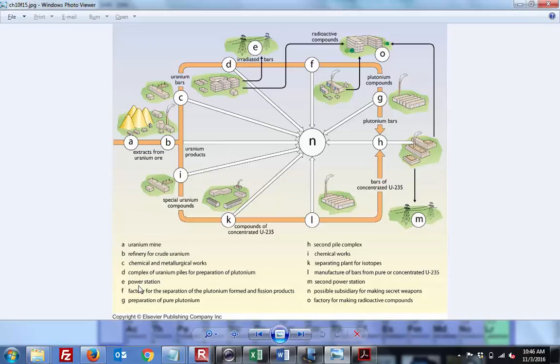Here's F. I'm looking for the figure. And there are also a lot of other byproducts that come off. So if you say make radioactive carbon or radioactive iodine or radioactive bromine, it can then go off for medical uses. It could also then be turned into bars, etc. But eventually, it all goes to this thing called N, possible subsidiary for making secret weapons.